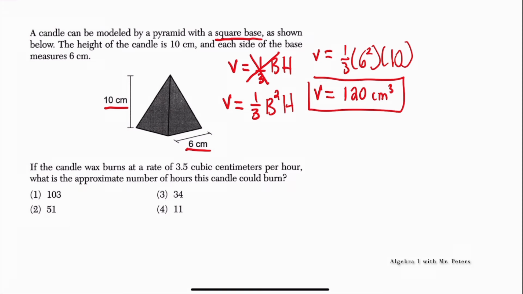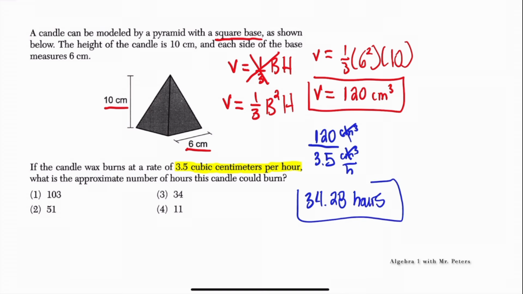Now, just be mindful that they told us that this candle burns at a rate of 3.5 cubic centimeters per hour. So now that we have the total volume, we have to take that volume, 120, and divide it by 3.5. And if you include the units, right, cubic centimeters per hour, you're going to notice that our units will cancel. And we're going to get an answer of 34.28 hours. So based off this answer, we know the correct answer is going to be number 3.